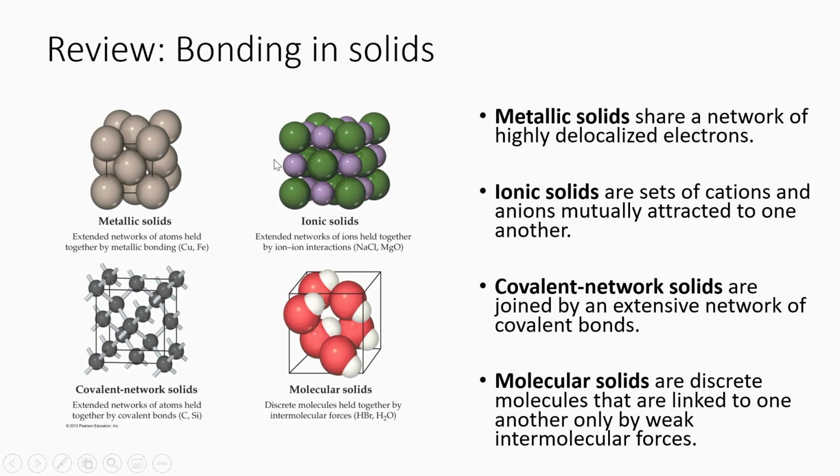And here's another overview of the different types of bonding. It's within molecular solids that you can be polar or non-polar. But otherwise, the main categories are metallic, ionic, molecular, and network covalent. So that's an overview of bond types. Let me know what questions you have to follow up.